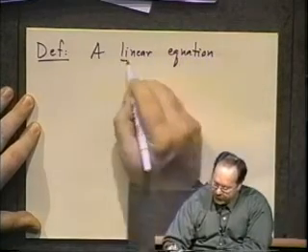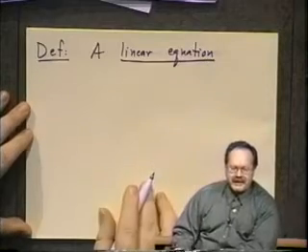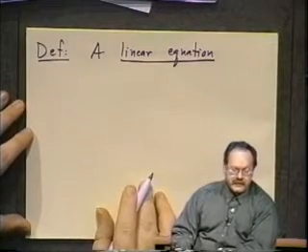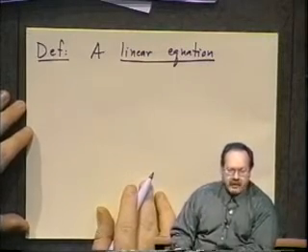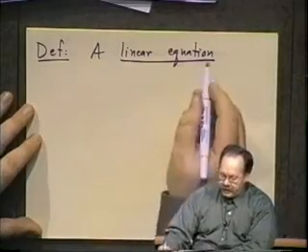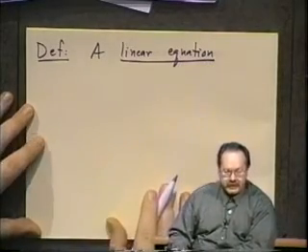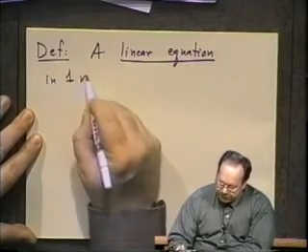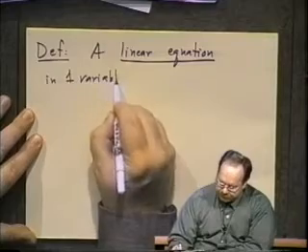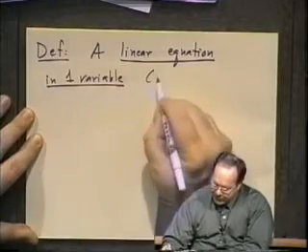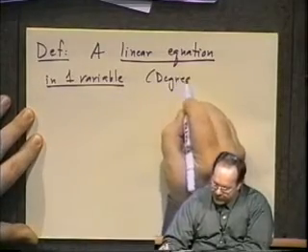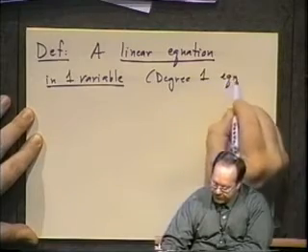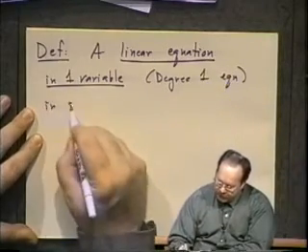Now, one thing you should remember is an equation is a mathematical sentence. A function, for example, is a mathematical noun or pronoun. So when we're talking about an equation, we're talking about a sentence with an equal sign in it. A linear equation in one variable, and one can call this, if you like, a degree 1 equation in standard form.